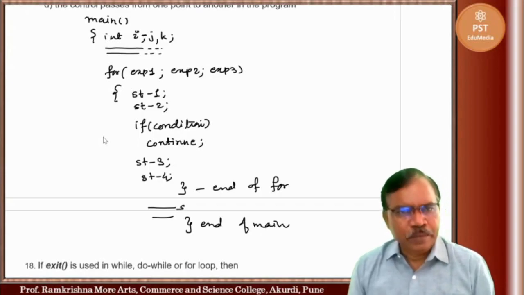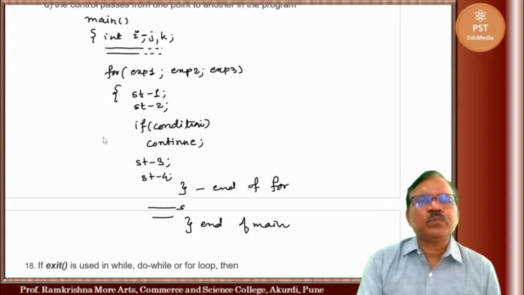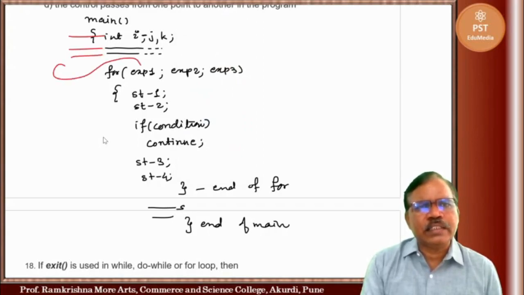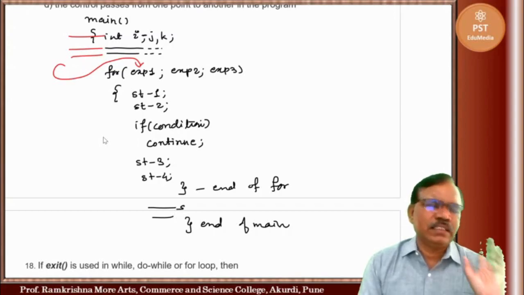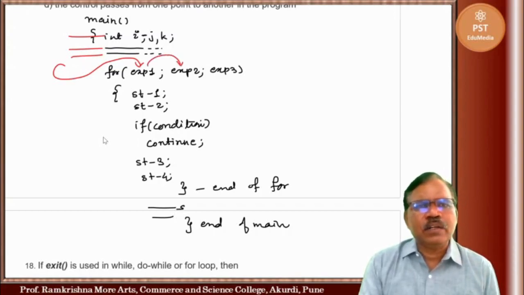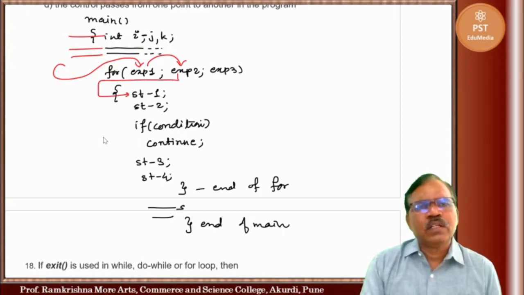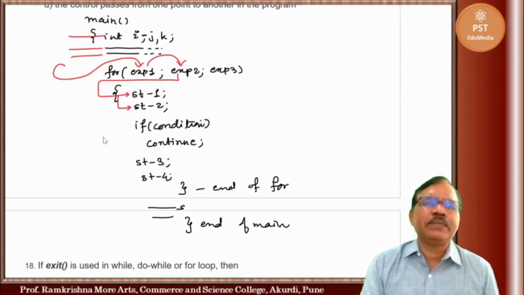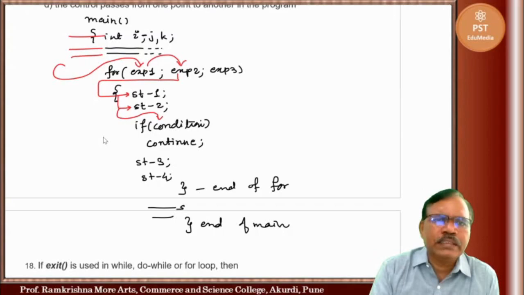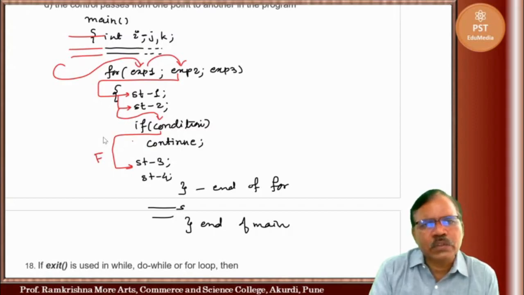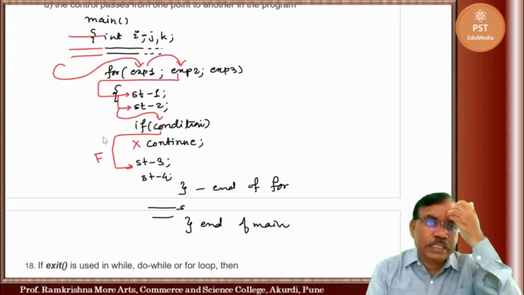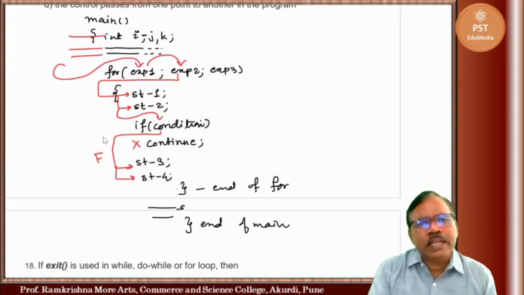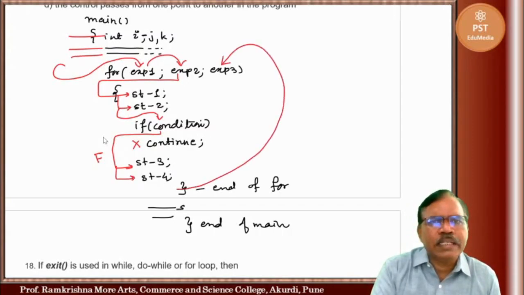So what happens here when we have continue statement? Now if we see here, first these statements are executed, then control enters here, expression 1 is evaluated only once, then we'll go to expression 2, that is condition. If it is true, it goes here. So statement 1, statement 2 is evaluated, then it goes to condition. If condition is false, it will not execute continue statement. It will go to statement 3, statement 4, then end of for loop, it will go to expression 3.